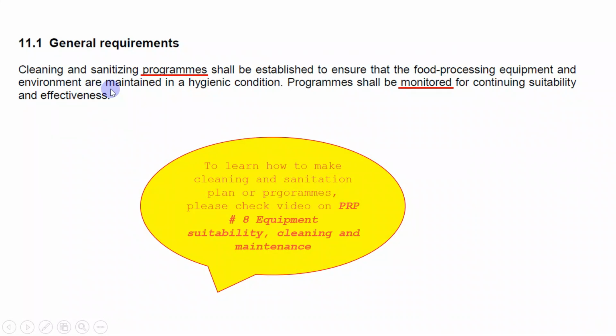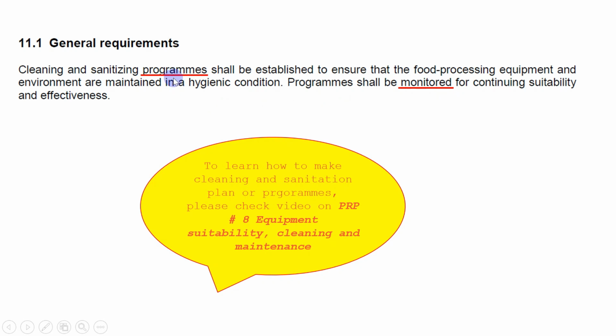In all PRP, the first subclause is always general requirement, which is a summary of the following subclauses. I highlighted here 2 words specifically, just for your attention, as it is important from an audit perspective and also to develop your understanding on how to read any standard. First word is program and second is monitoring.